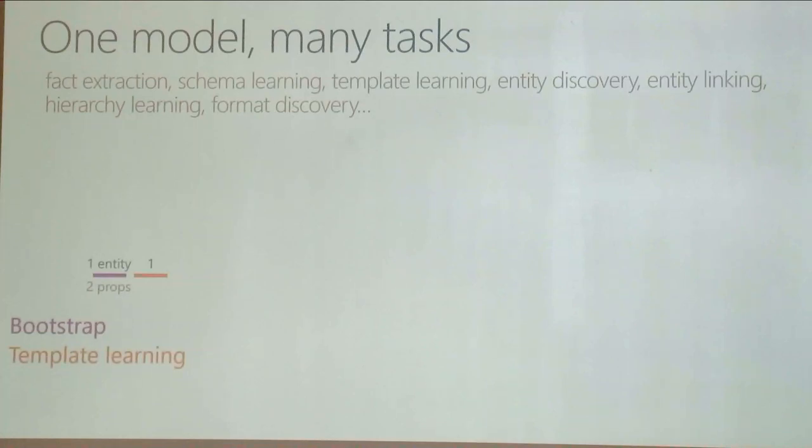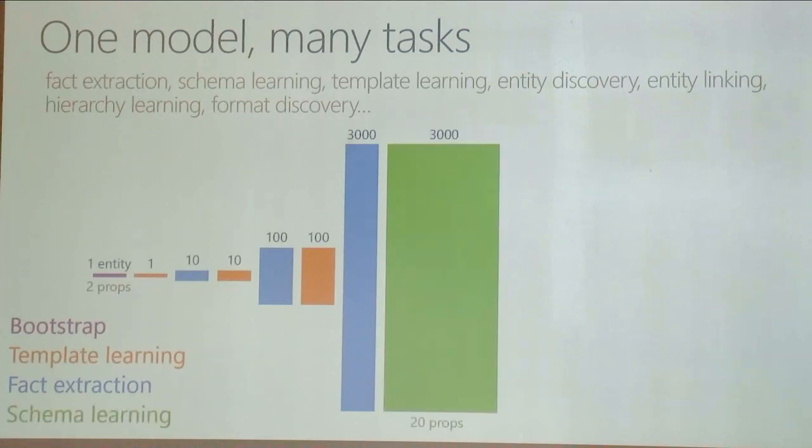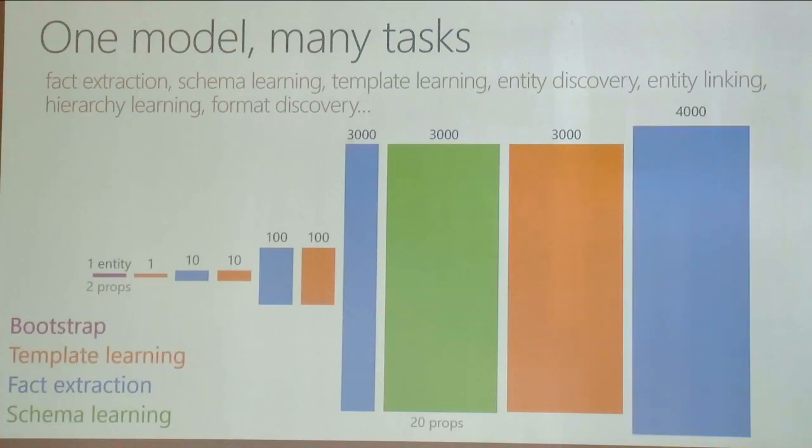We do template learning. We can then use that template learning to extract facts for a small number of our 3,000. And then we can snowball up, alternating between template learning and fact extraction until we have those facts for the entire 3,000. And once we have that, we have a lot of rich sources of information for these entities. And then we can do schema learning, and schema learning will give out lots and lots of properties and their names. And we just take the top 20 properties in this example. So once we have a schema, we can then do template learning, strongly typed template learning on that schema, and then we can apply it to the test set and evaluate.